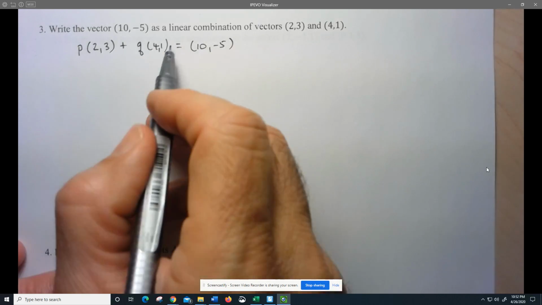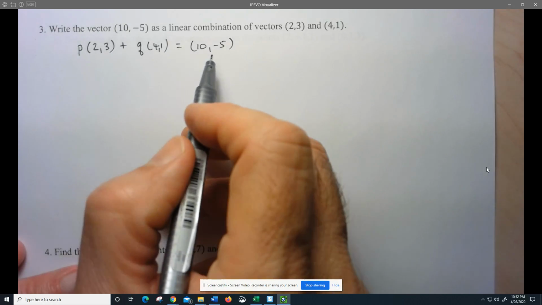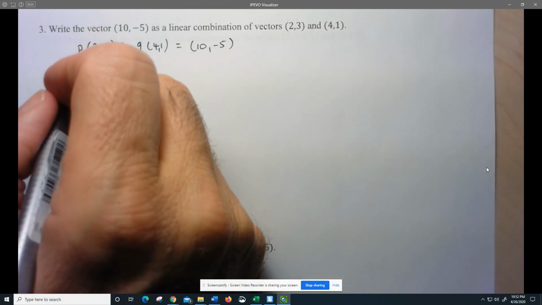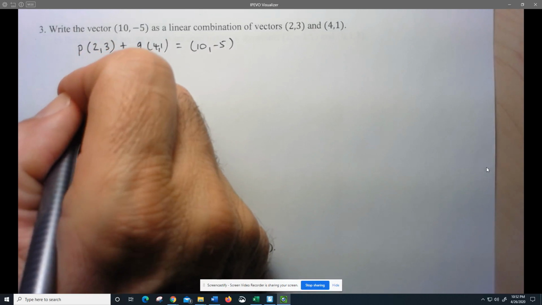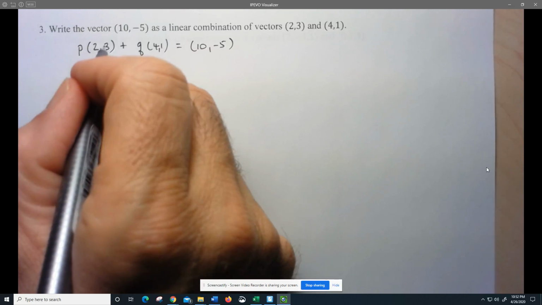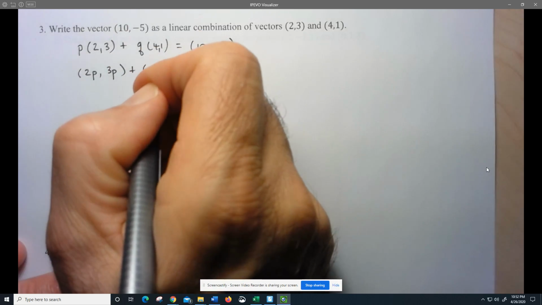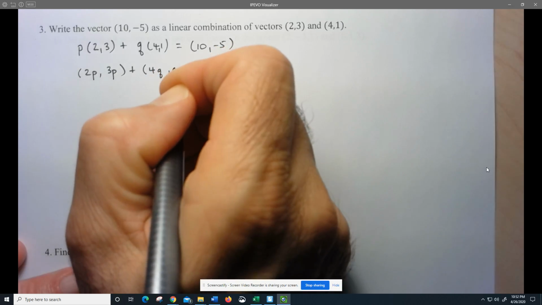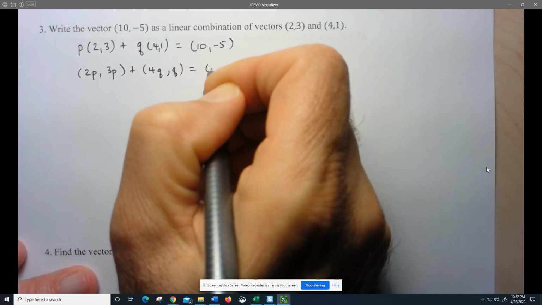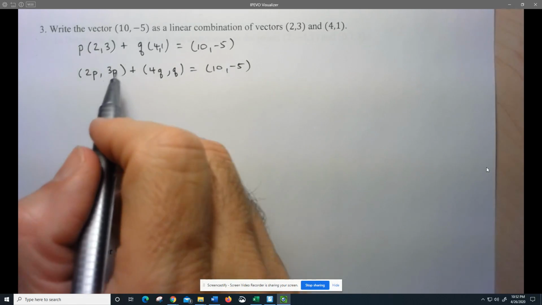Okay, so I'm going to start by simplifying the left-hand side so I can get one vector on either side of this equation. So here, scalar multiplication, so that's just going to be 2p and 3p, because I just multiply p to the individual components. Do the same thing here with q, so that's going to be 4q and then q. Nothing to do yet on the right-hand side.